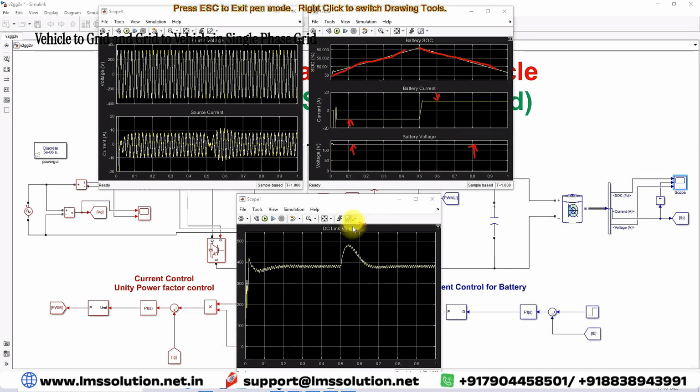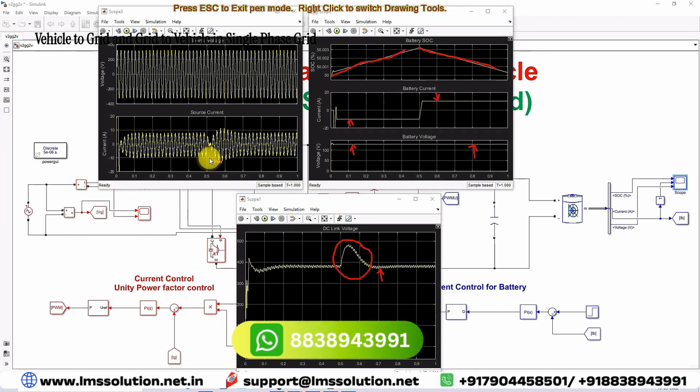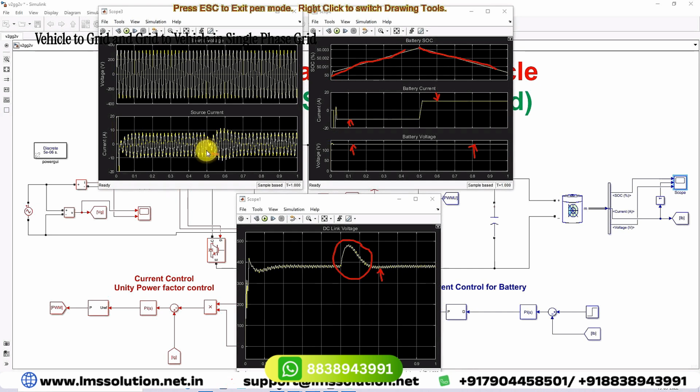Here, during the change of reference current from minus 10 to 10, there is some overshoot, and after some time, after 0.1 second, it settles to 380 volt. During the change of current reference from minus 10 amps to plus 10 amps, there is a variation in the source current. After 0.1 second, or 2 or 3 cycles, it comes back to the normal position. This is the working of the VTG and GTV concept in the single phase grid.